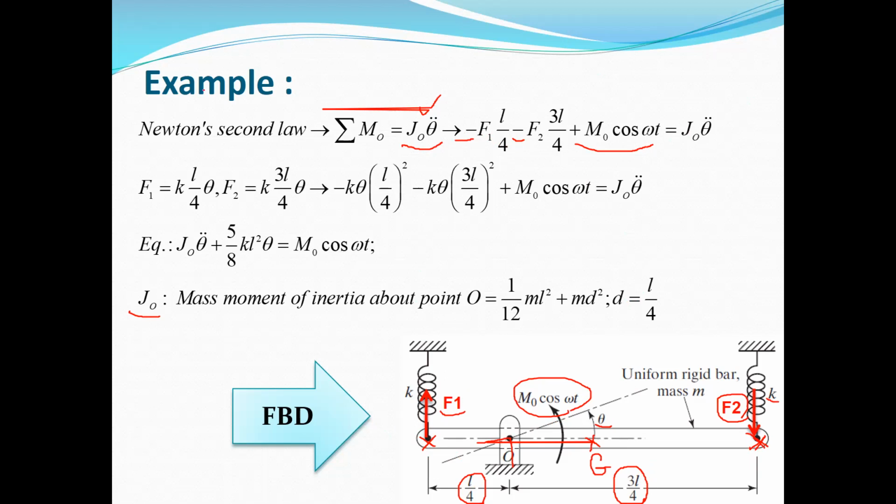So we can substitute and find F1 and F2. This is the F1 and F2. We can substitute into the first equation here and simplify, and finally we can extract the equation of motion in this form. So the next step, we need to substitute the numerical values for J naught, for KL, and for the external force M naught and omega, and then we can solve this equation.